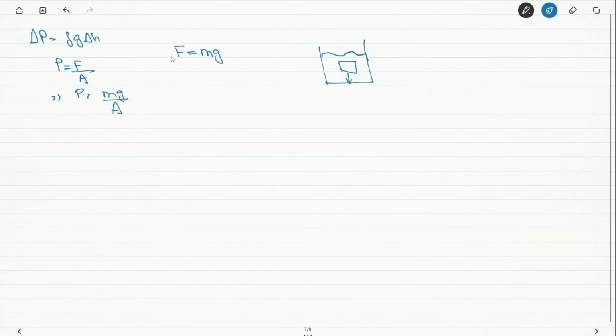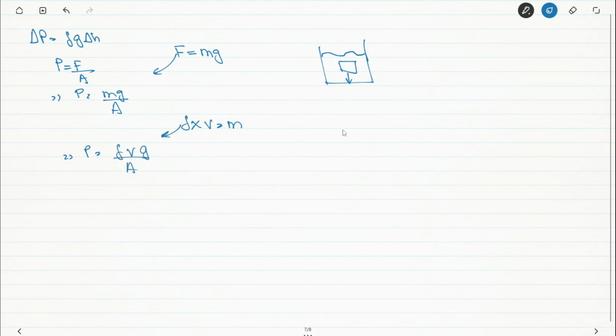Now you know from the equation of density that density times volume is equal to mass. So just plug this into the place of mass here. So this becomes P is equal to rho V g over A.